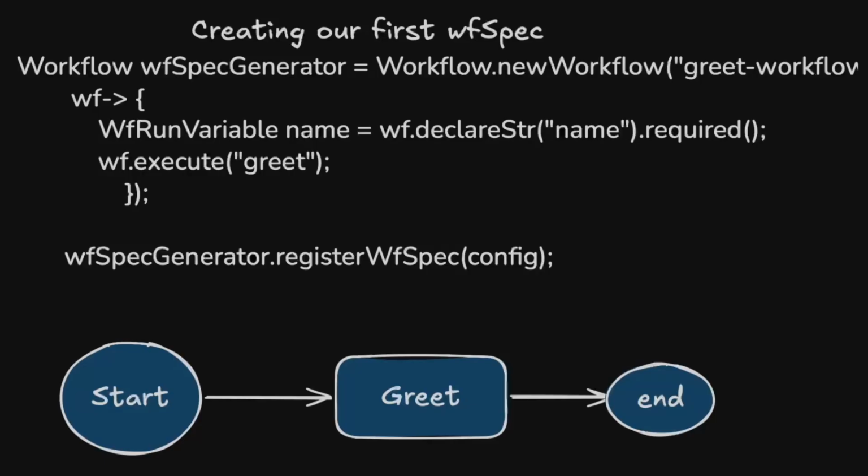A workflow within LittleHorse can hold state and variables as well as execute tasks that you have registered with the LittleHorse server. The greet task is what we just registered with the LittleHorse server in our previous example. This code snippet creates a workflow that looks like this. You start, you execute the greet task, and then you will end.